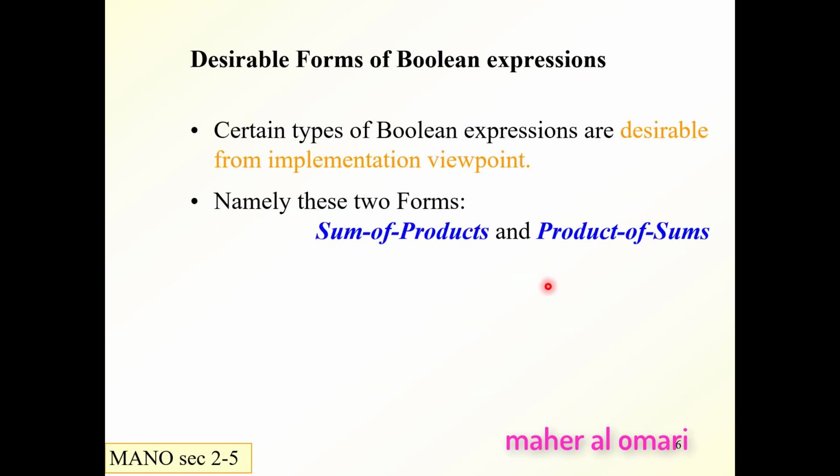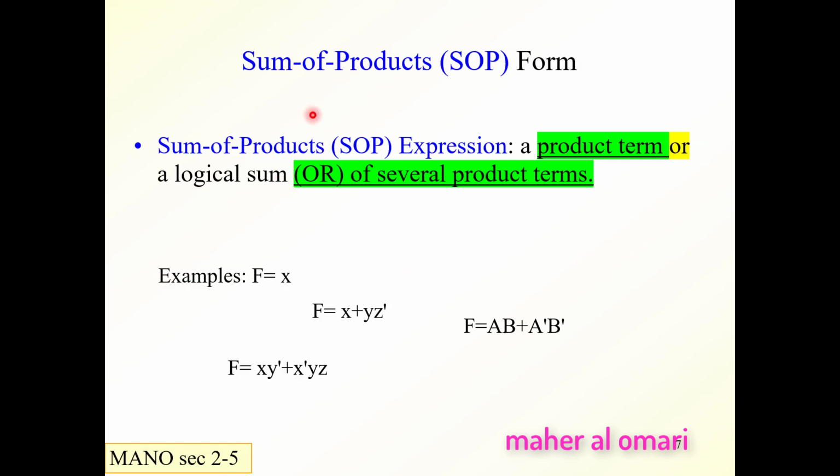We prefer some forms for the expressions, desirable forms of Boolean expressions. Certain types of Boolean expressions are desirable. Why? From the implementation point of view, and we will see that later. Namely, if we put the function in the sum of products form, or in product of sums form, these are called standard forms. Okay, let's see what the sum of products form is.